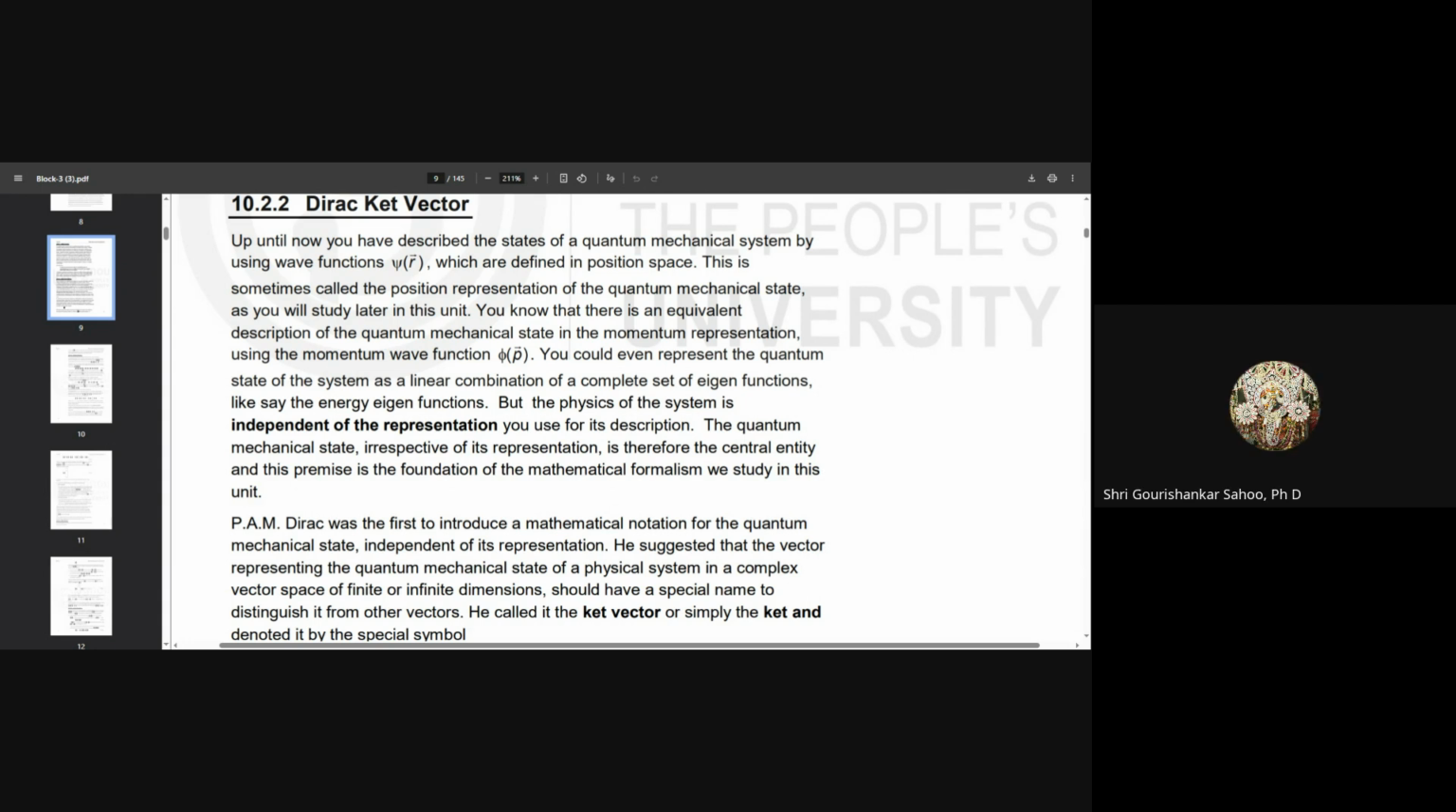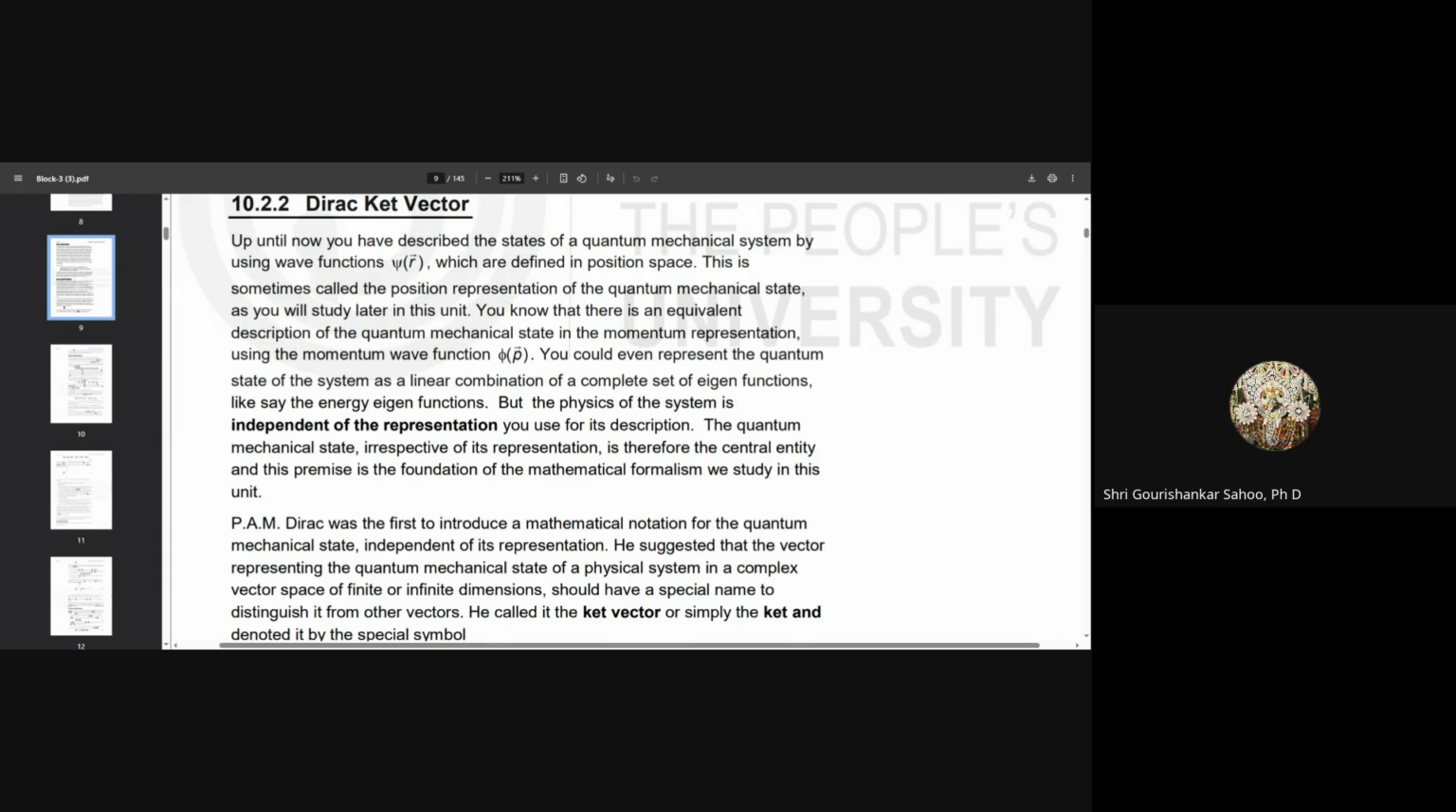And this bracket notation, which is the mathematical notation for quantum mechanics introduced by the great quantum physicist P.M. Dirac. Your quantum mechanical system is independent of its representation. But the vector representing the quantum mechanical state of a physical system in a complex vector space of finite or infinite dimension should have a special name to distinguish it from other vectors.